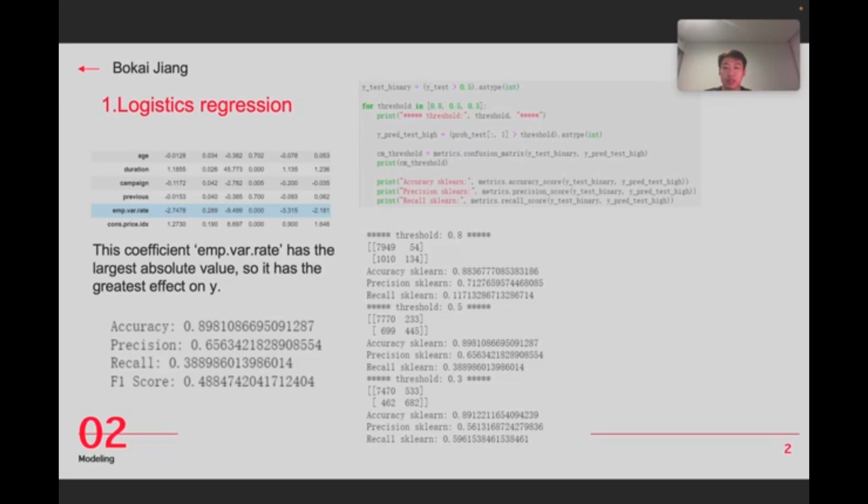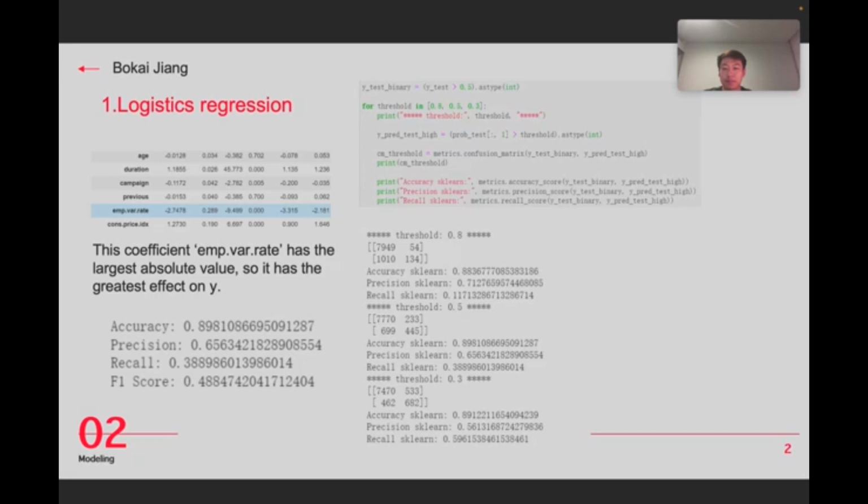Based on the result, there are certain variables with significant p-values such as job blue collar and education university degree. We found that the coefficient of emp.var.rate has the largest absolute value, so it has the greatest effect on Y. The testing set was fitted on the model, and accuracy, precision and recall of the model were compared.